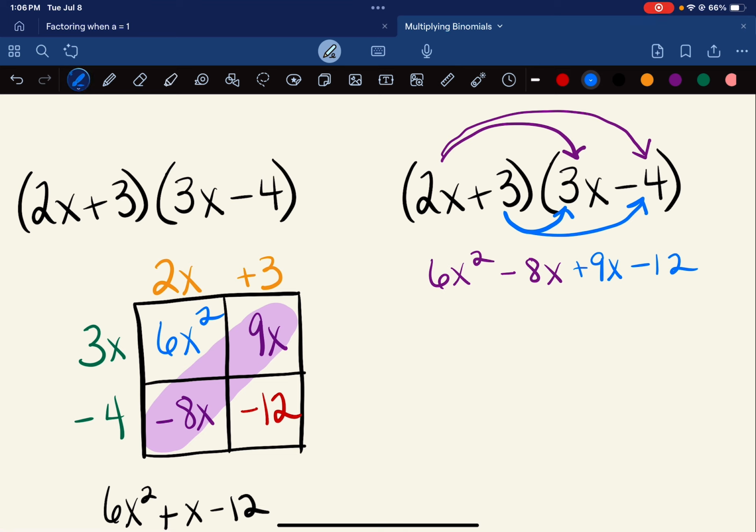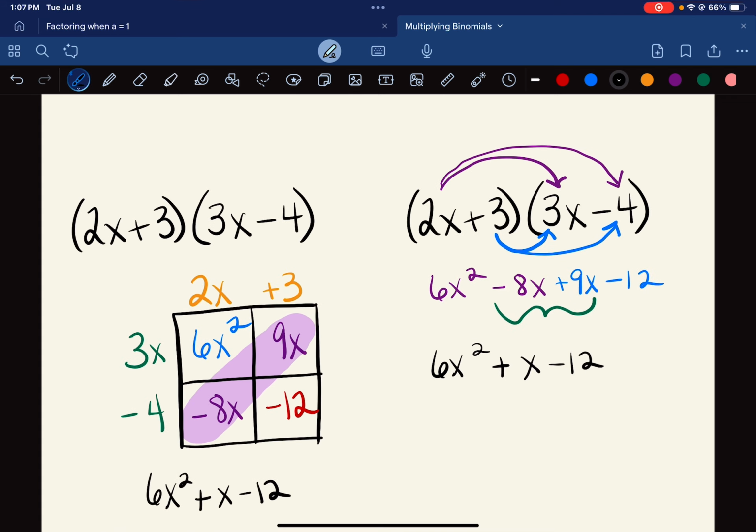So I look at this expression and I check for like terms. I see that I have a negative 8x and a positive 9x together that I can combine. So we end up with 6x squared, and negative 8x plus 9x gives me a positive 1x, or just x, and then our minus 12. Either way, we get the same answer. It's just all dependent upon your personal preference.